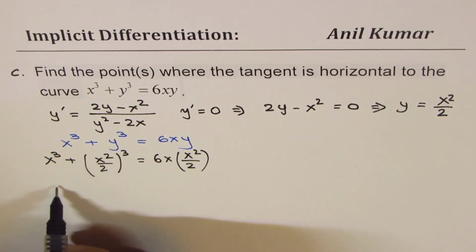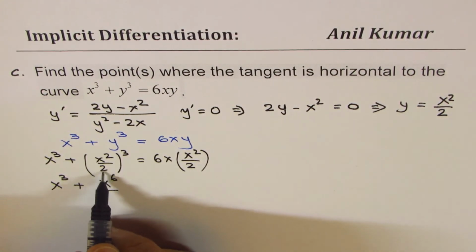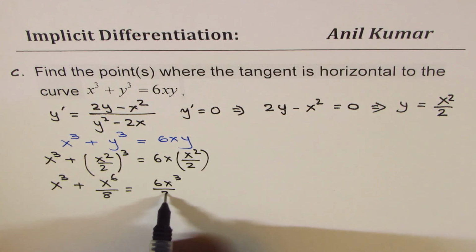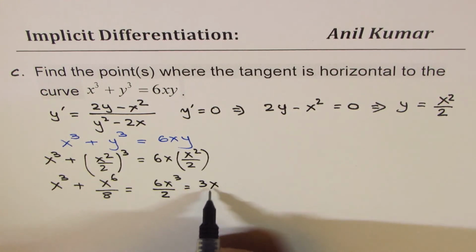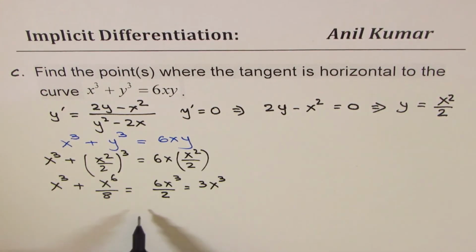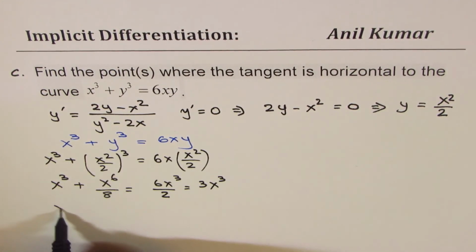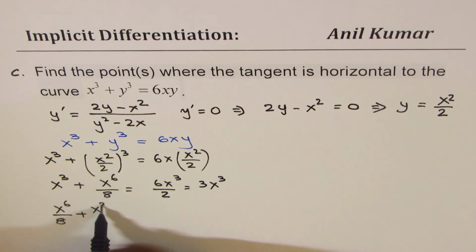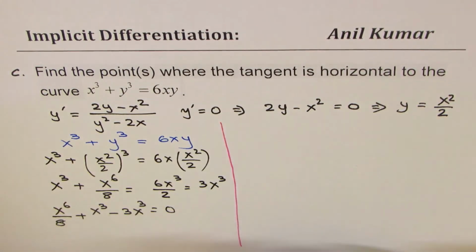So that can be written as x cubed plus x to the power of 6 over 8 (2 cubed is 8) equals 6x cubed over 2. Now this is basically 3x cubed, right? 6 divided by 2. So we can actually solve them. Bringing 3x cubed to the left side, we have x to the power of 6 over 8 plus x cubed minus 3x cubed equals 0. And that is, let me take it to the right side and then further simplify.